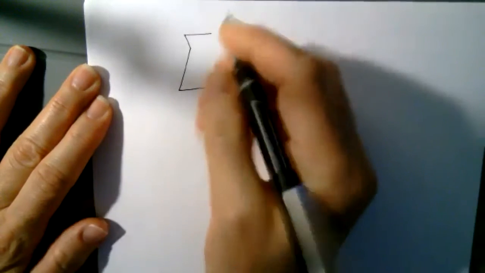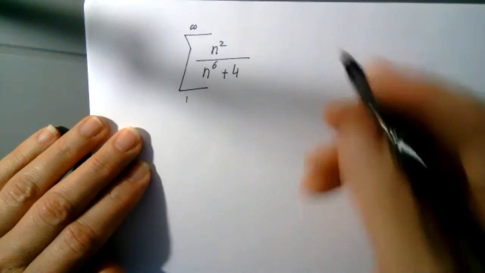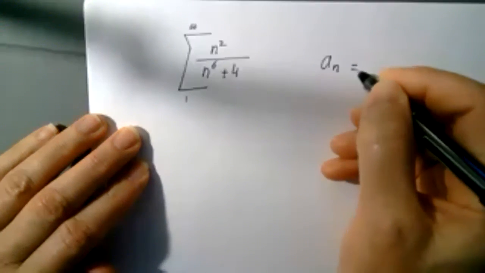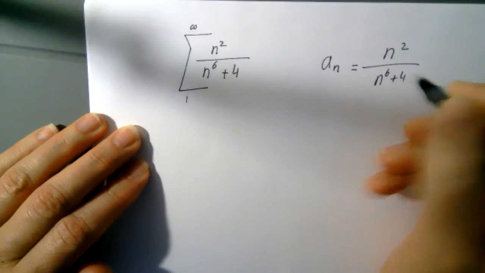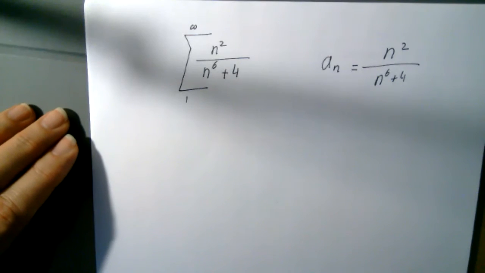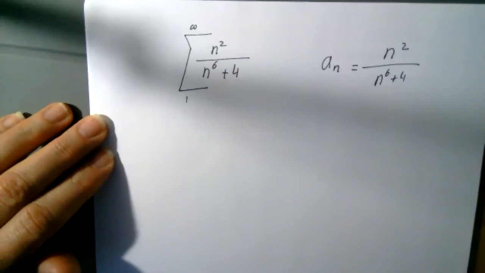So this is a very useful test, and let's see how we are going to use it. I'm going to take up a problem and explain how we use it. So here's my problem. I'm going to take the series that I played with, sigma n squared over n to the 6 plus 4. The goal of the series is just to elaborate the idea. My an here is n squared over n to the 6 plus 4. This is the general term of the series. And the idea is, can I compare this to something I know? What do I mean by that?